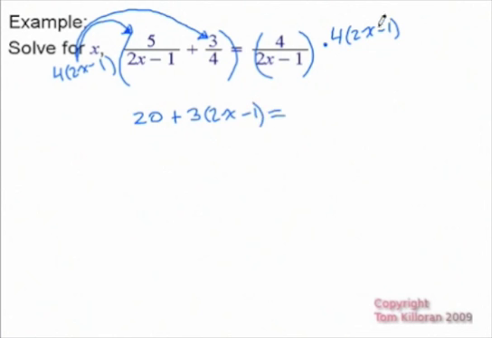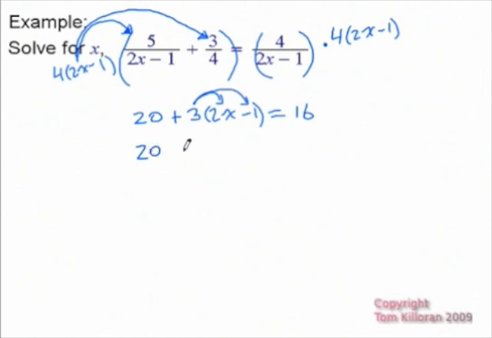On the other side, the 2x minus 1s are going to cancel, and then we're going to be left with 4 times 4, better known as 16. And then we're on a nice straight line, very linear. We need to get rid of the parentheses. So we're going to have to distribute positive 3 to the 2x and the negative 1.